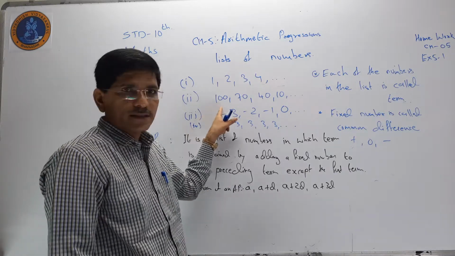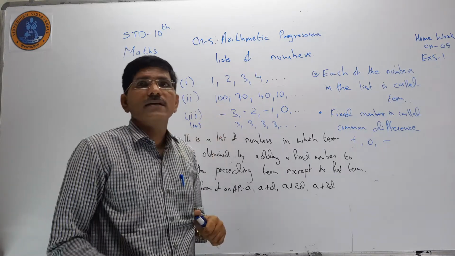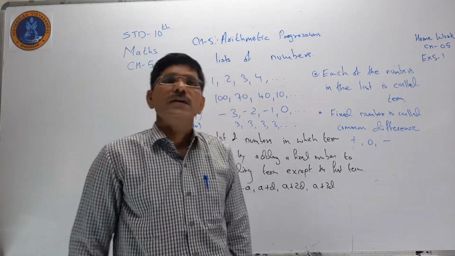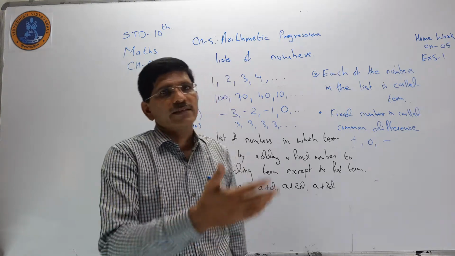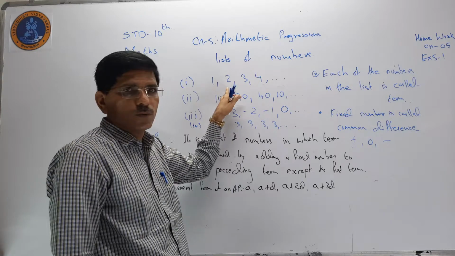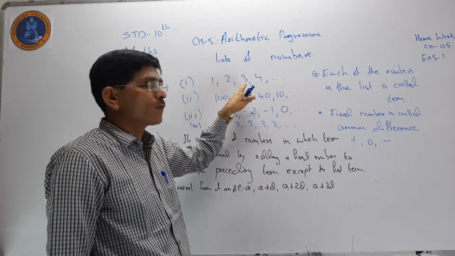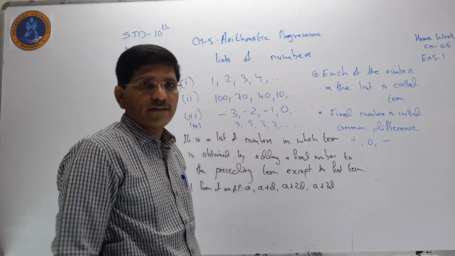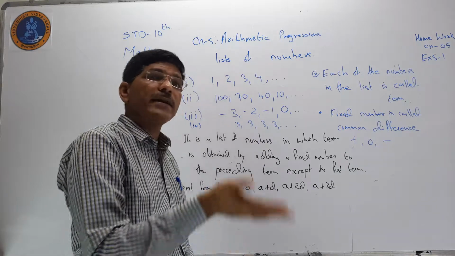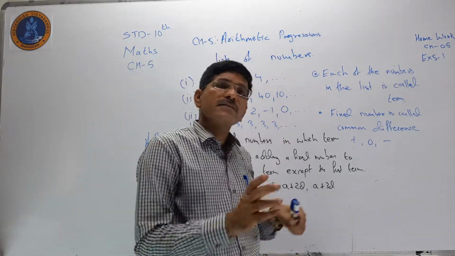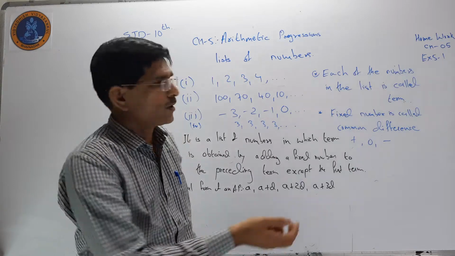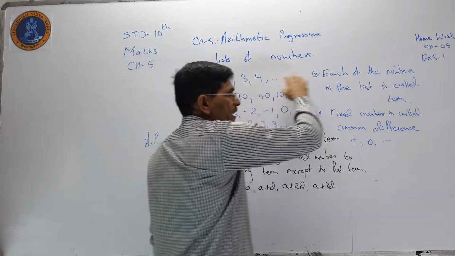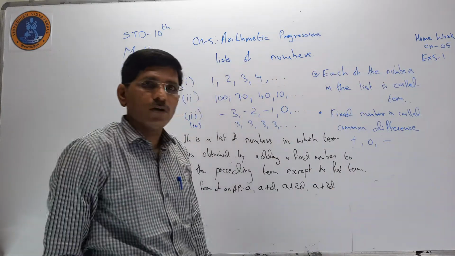Because here it is not increasing, it is decreasing. So there are two ways we can say, either it is increasing or it is decreasing. When increasing, 1 plus 1 is 2, 2 plus 1 is 3, 3 plus 1 is 4, 4 plus 1 is 5. Here, 100 minus 30 is 70, 70 minus 30 is 40, 40 minus 30 is 10, 10 minus 30 is minus 20. So negative terms start now.